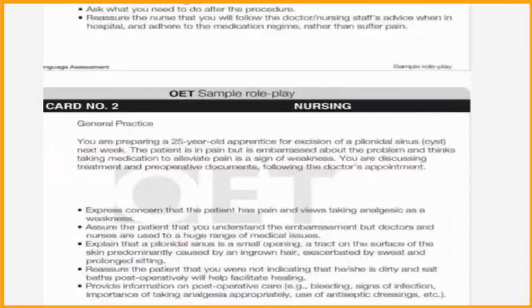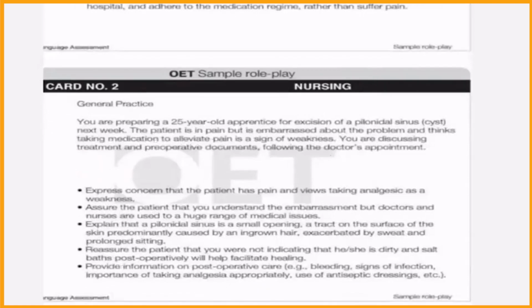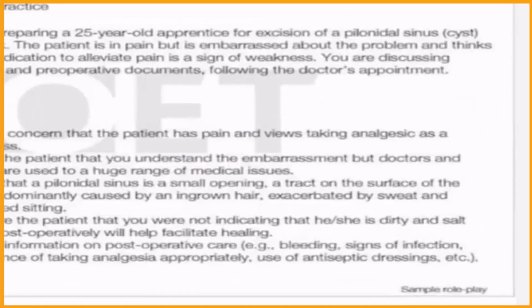Ma'am, can you explain the last bullet point once again? Which one? Last bullet point, provide information on post-operative care. You can say, along with salt baths, please watch out. Please look out for signs of bleeding and signs of infection, such as increased pain or rise in temperature. It is also important to take analgesics or painkillers. You don't have to say both, just say one.